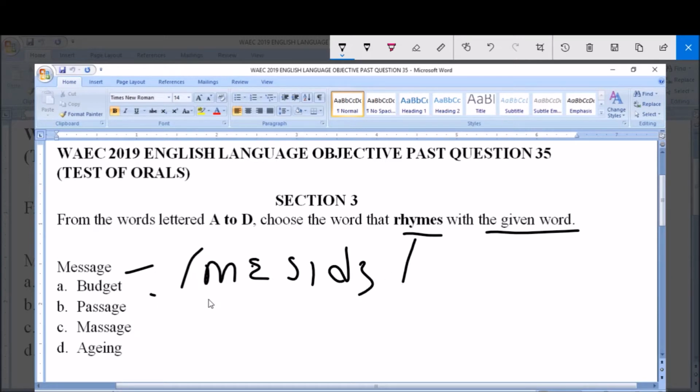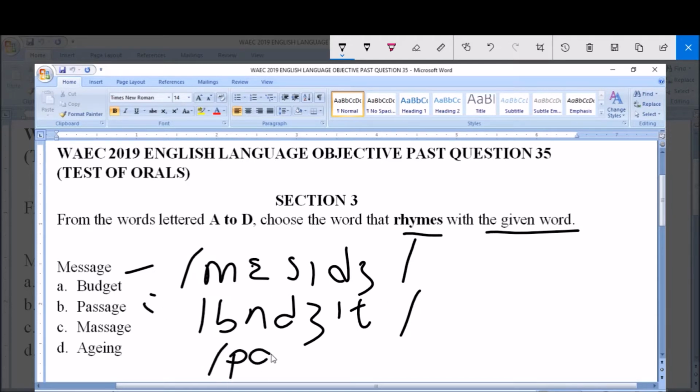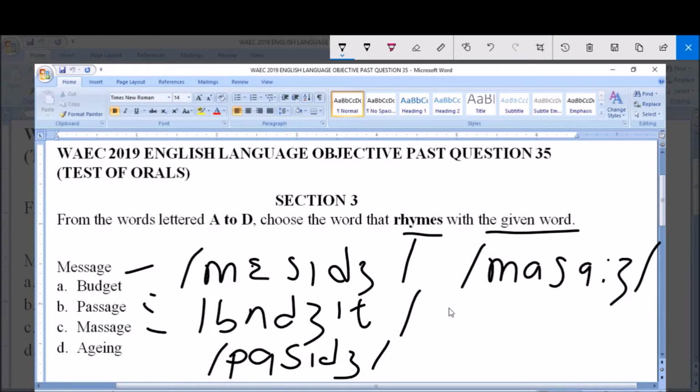So option A, budget, is transcribed this way. Budget. Option B, passage, is transcribed this way. Option C, massage, is transcribed this way. Massage. And option D, aging, is transcribed this way. Aging.